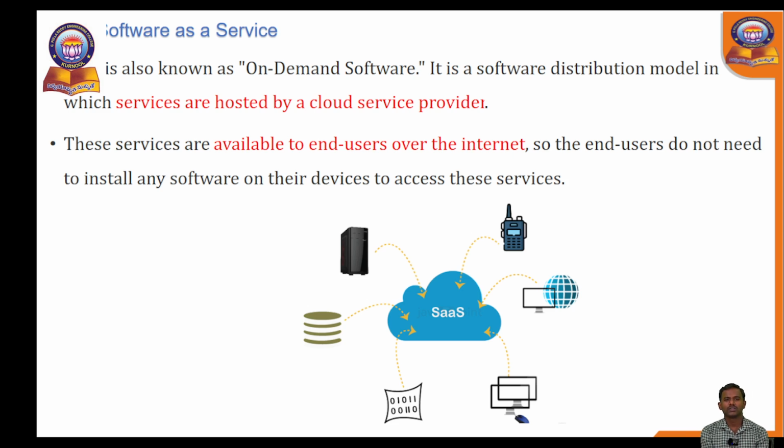Third one, software as a service. We also know this as on-demand software. It is a software distribution model in which services are hosted by the cloud service provider, and these services are made available to users over the internet. End users do not need to install any software on their systems for accessing the services.